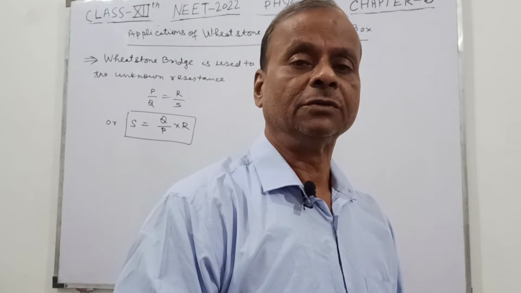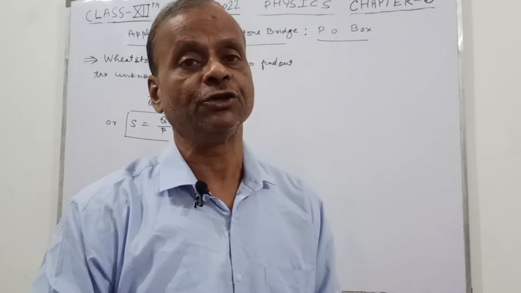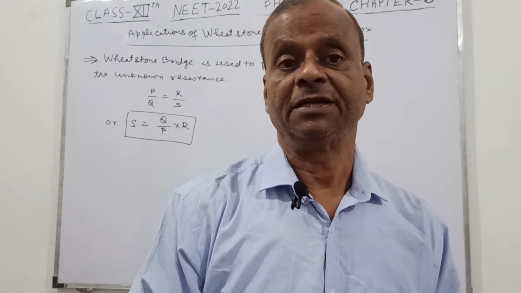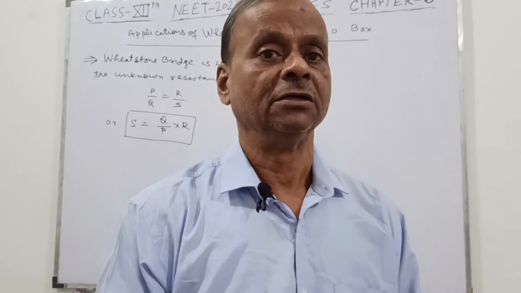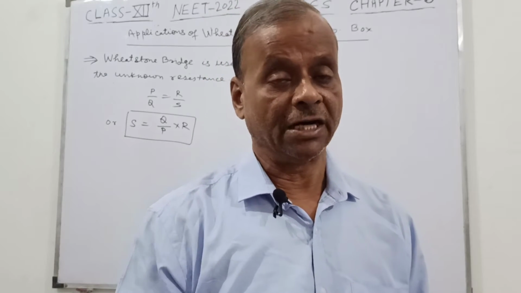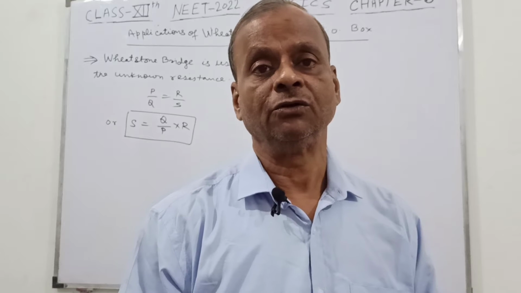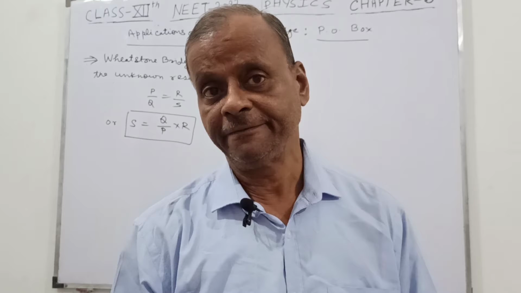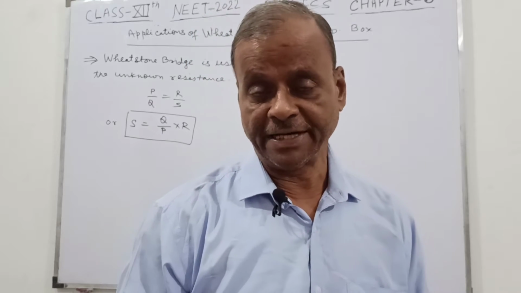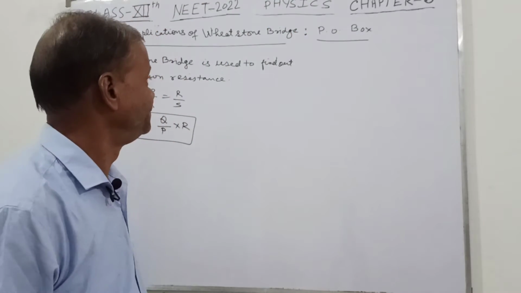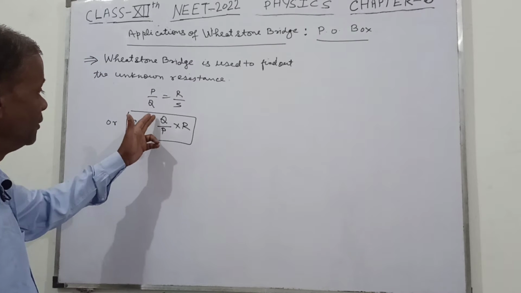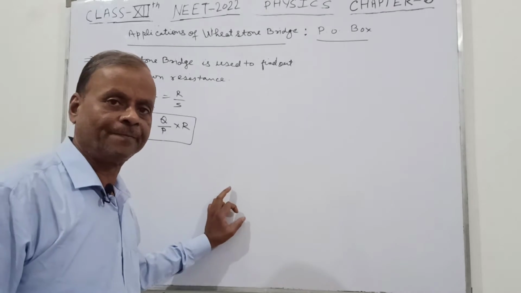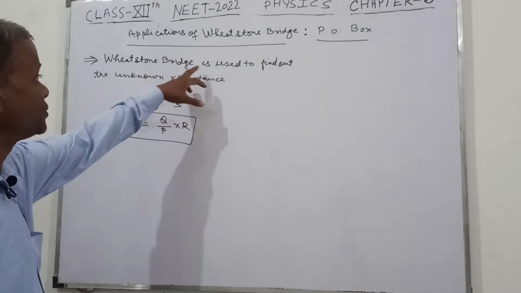Now here I have told you that P and Q, these arms, are called the ratio arms. The arm containing the resistance R is called the resistance arm, and the arm CD is called the unknown resistance arm. So the unknown resistance is always applied on the CD side of the bridge. So if we know the values of Q, P and R, then we can calculate the value of S. So it has two applications.